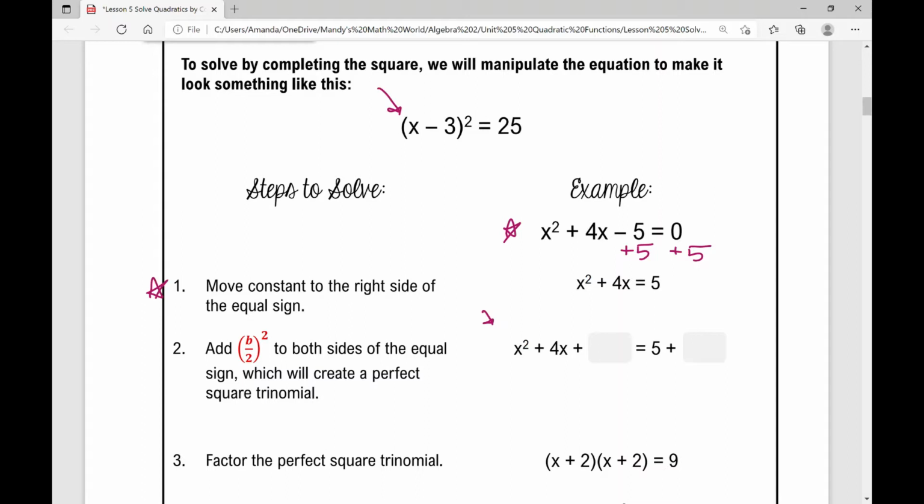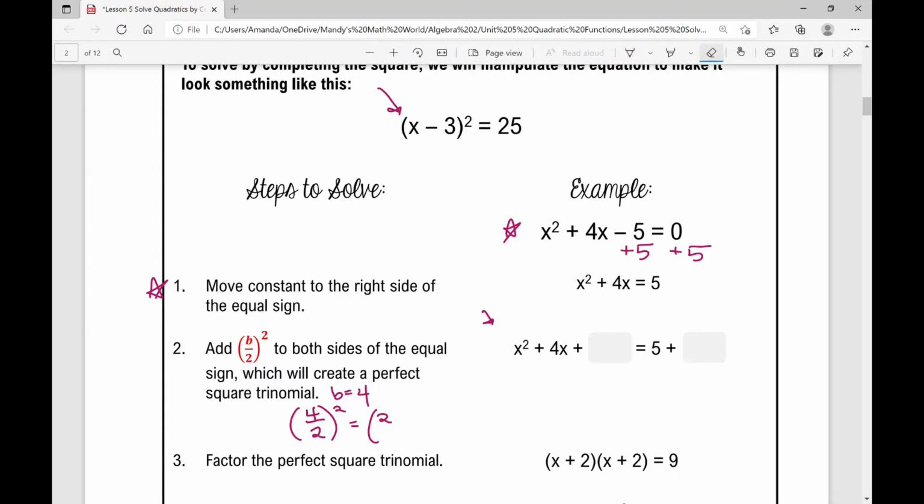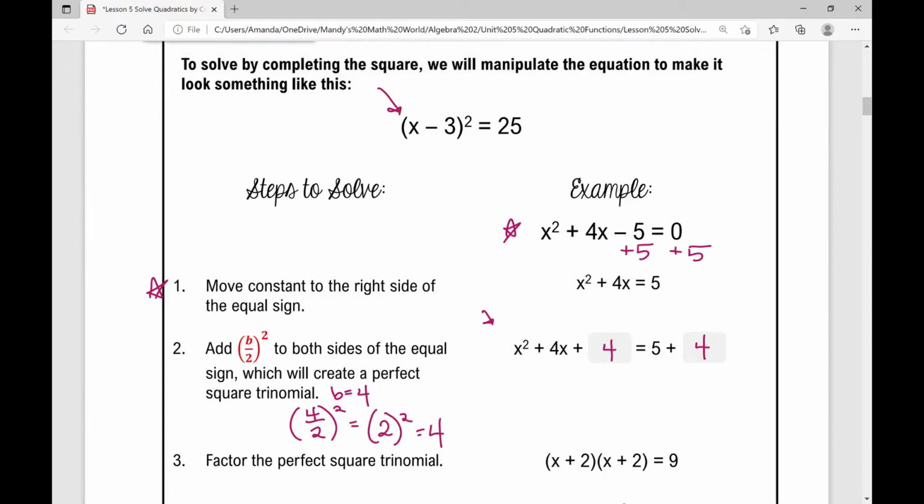So b over 2 squared. In this situation, b is 4. So b over 2 squared is not 2 over 2, I'm sorry. It's just 2 squared, right? Because 4 divided by 2 is 2. 2 squared, which is 4. So we're going to add 4 to both sides. And what do we get? We get x squared plus 4x plus 4, which is a perfect square trinomial.